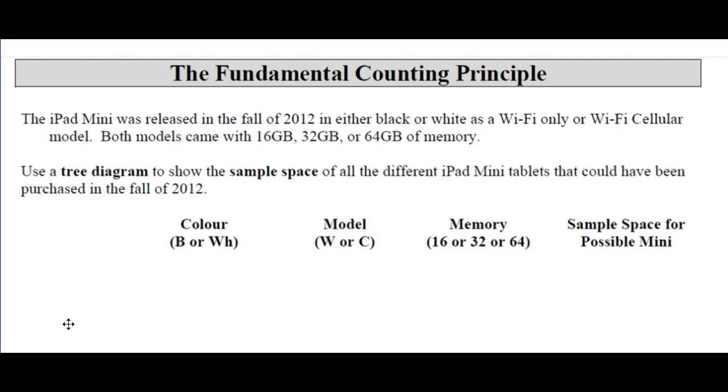So a sample space is all the possible outcomes, right? Like it's every possible model that we could have bought. So the sample space is a list of all possible outcomes, or in this case, a list of all possible iPad minis. And sometimes a tree diagram is helpful, right?